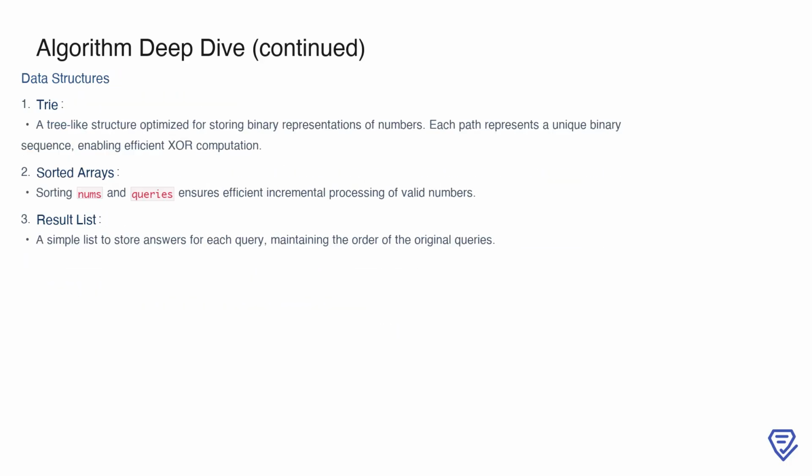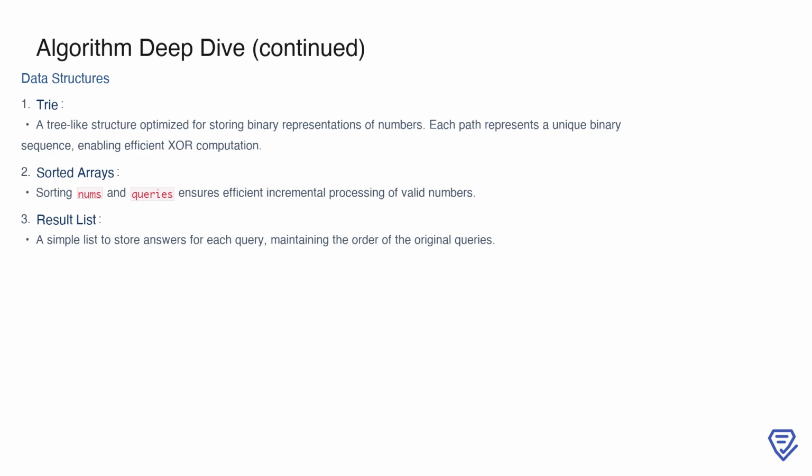To implement this solution, we use three key data structures. The tree is central to the algorithm, as it stores binary representations of numbers and enables efficient XOR computations. Each path in the tree corresponds to a binary sequence, allowing us to quickly identify the best number to maximize XOR for a given x_i.